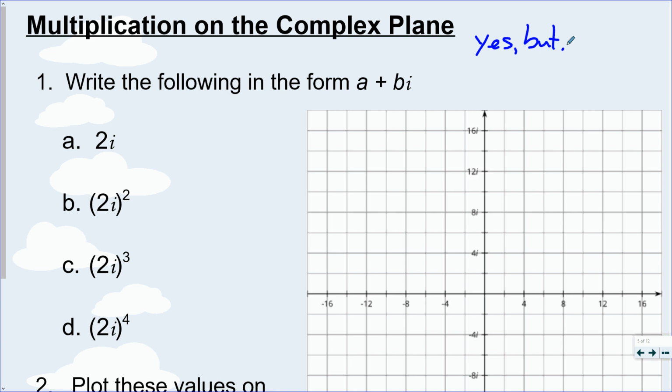All right. So write the following in the form a plus bi. Now 2i is already in that form, isn't it? You could say it's 0 plus 2i if you want, but we generally don't do that. The 0 just lets us know that we're going to be along the imaginary axis. So 2i is right here.